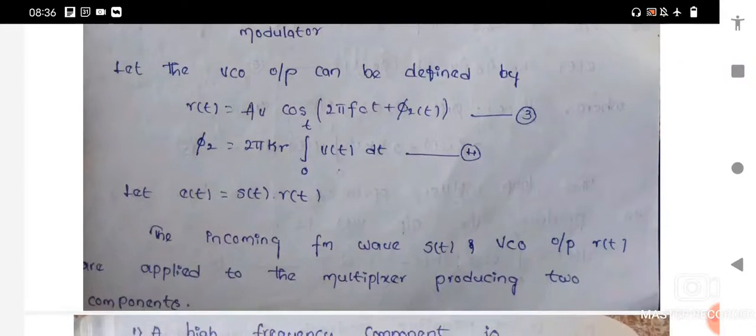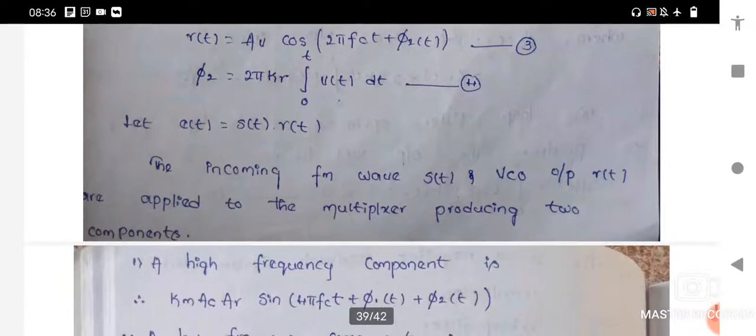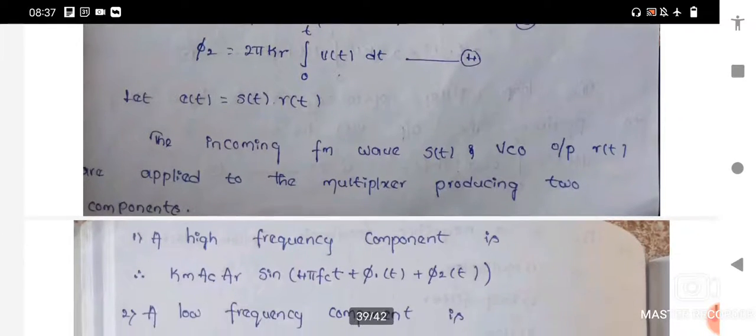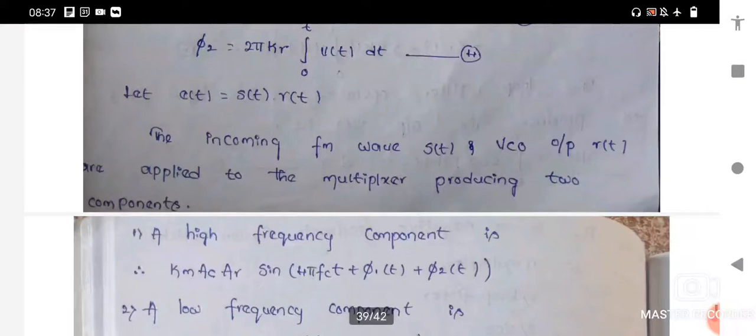Let e(t) = s(t) × r(t). The multiplier circuit produces e(t). The multiplier takes one signal, s(t), the incoming FM wave, and one more signal, r(t), the VCO output. These are applied to the multiplier, and the multiplier produces two components.